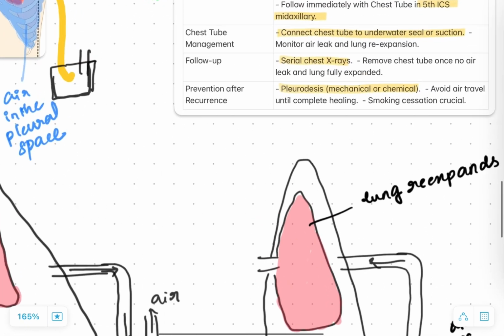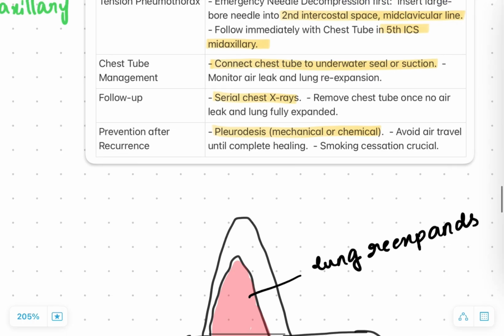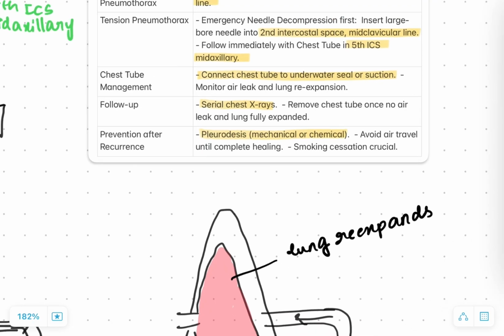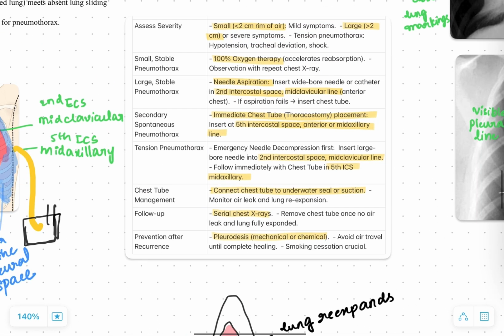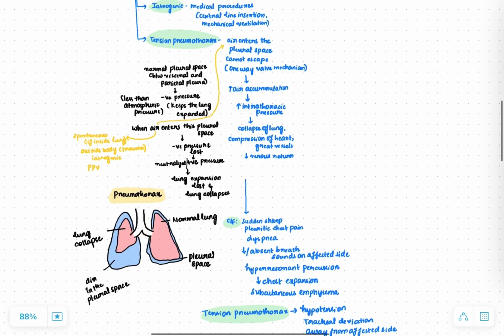Prevention of recurrence can be done with pleurodesis. That is, we will attach both the visceral and the parietal pleura, mechanically or chemically. After pleurodesis, the patient should avoid air travel until complete healing has occurred, and smoking cessation is crucial in these conditions. So this is the pneumothorax and the important points in pneumothorax.